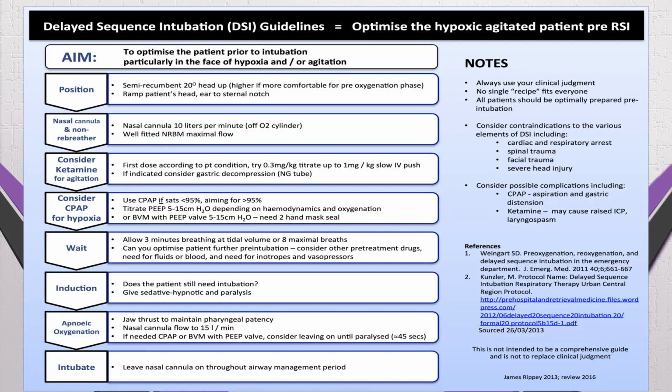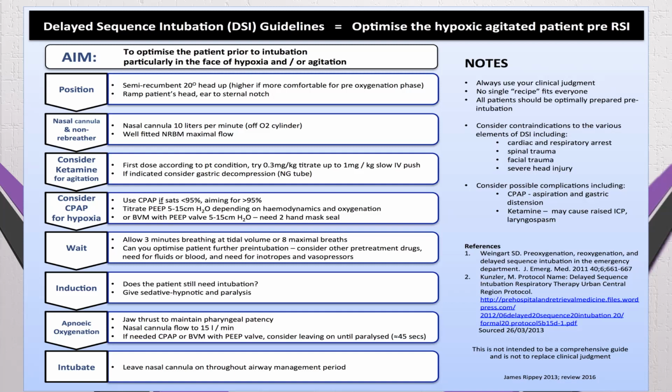If indicated, consider gastric decompression by insertion of a nasogastric tube, as we mentioned. Consider using CPAP for hypoxemia. Use CPAP if oxygen saturation is less than 95%, aiming for oxygen saturation of more than 95%, and use titrated PEEP of 5 to 15 centimeter water, depending on hemodynamics and oxygenation. Or you can use, as we mentioned for CPAP, bag mask ventilation with PEEP valve, 5 to 15 centimeter water.